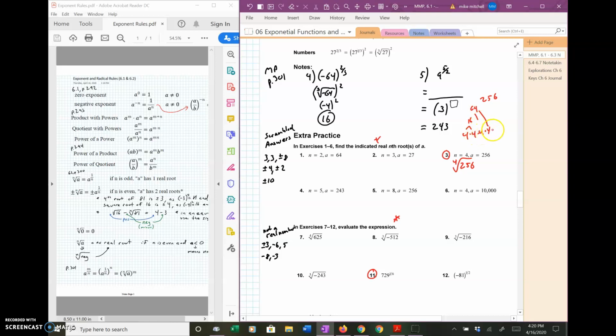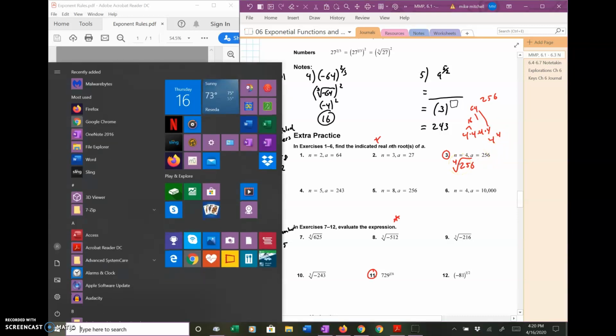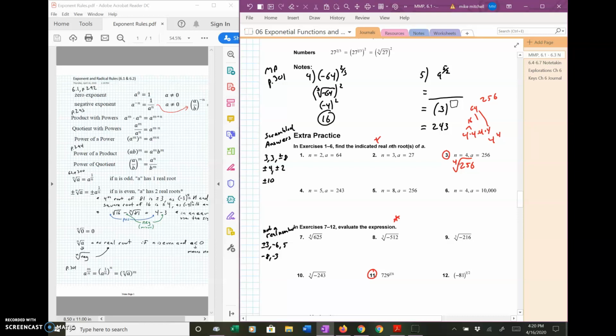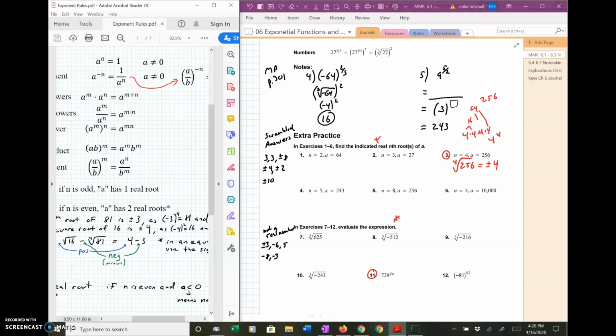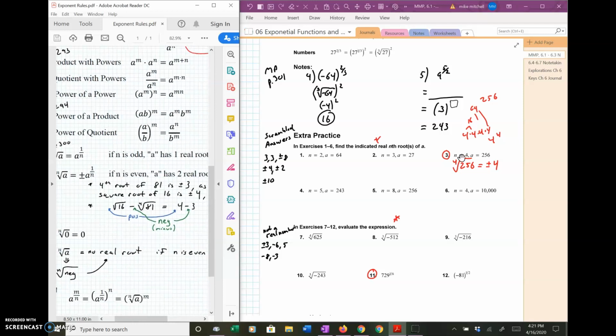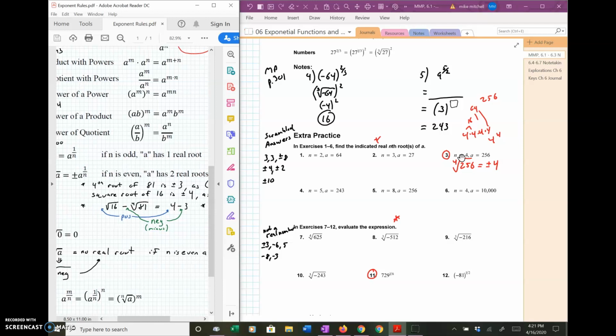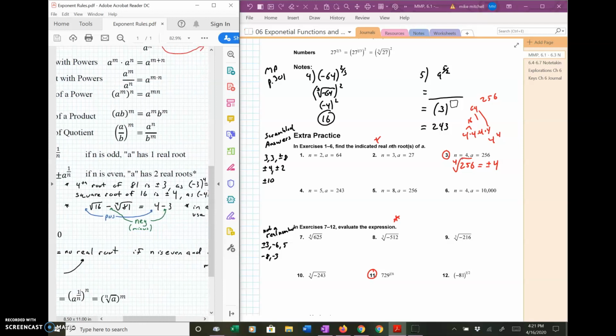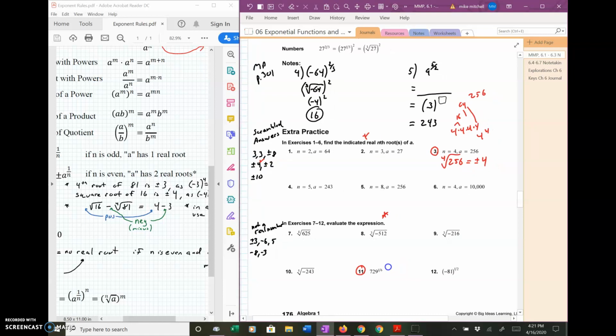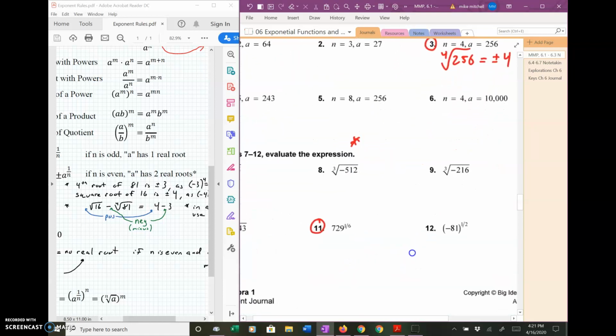So since 4 times 4 times 4 times 4, or 4 to the 4th power, is 256, the 4th root of 256 is going to be equal to positive or negative 4. This is an even number, and like it says in one of the things over here, if n is even, you have 2 real roots, the positive and the negative one. So that's one of those rules that's listed above. Take a look at it. Let's check our answers. We got them on the side. There's our answer right there, positive or negative 4.